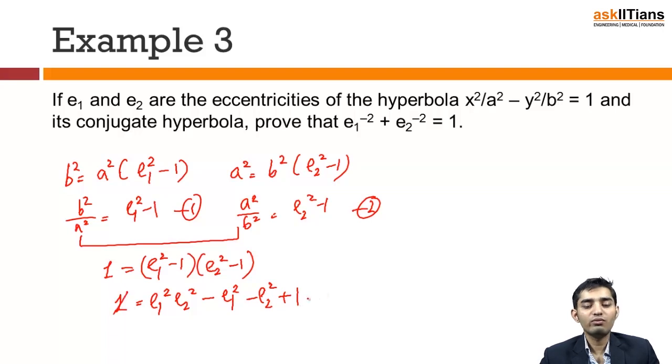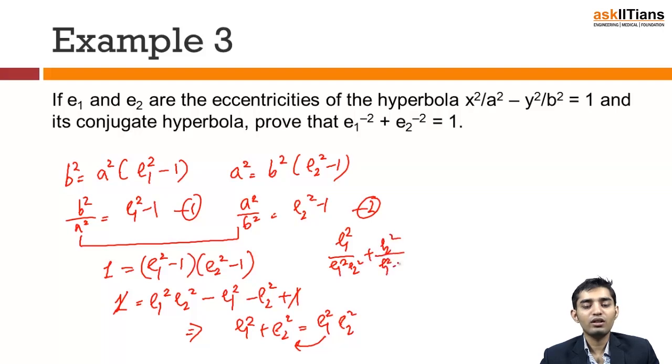equal to 1. So this 1 will get cancelled, and from here basically you will get E1 square plus E2 square equal to E1 square E2 square. Now this E1 square E2 square you can take to the denominator, right? So if I take it to the denominator, I will get E1 square by E1 square E2 square plus E2 square by E1 square E2 square. This is equal to 1. So basically you will get the required result, E1 power minus 2 plus E2 power minus 2 will be equal to 1. Got it? So just use the two relations that we have.